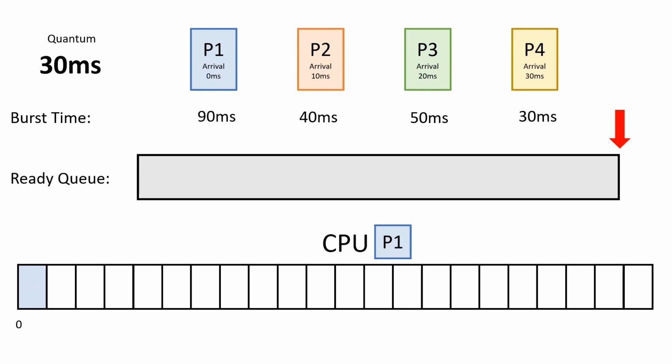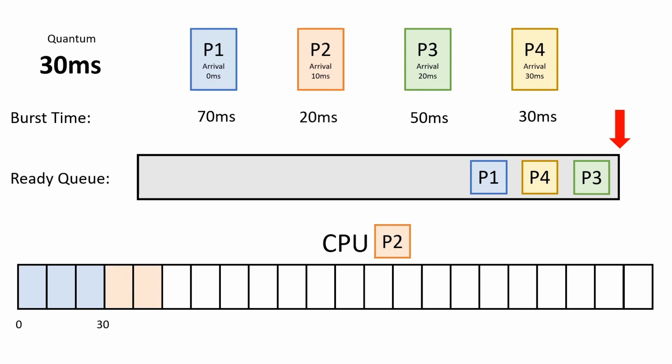After 10 milliseconds, process P2 arrives in the ready queue. After another 10 milliseconds, process P3 arrives. 30 milliseconds after process P1 started its work, process P4 arrives. After P1 depleted its quantum, it switches into the ready state and is inserted at the end of the ready queue. After that, P2 gets the CPU and uses up its whole quantum.